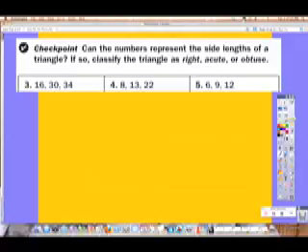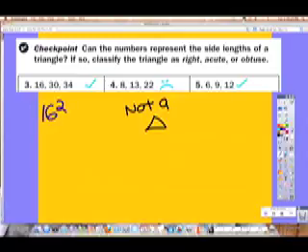Right into the mic, you're not talking to the mic. You have 16 squared plus 30 squared. And so you square this, and that's 256 plus 900. And 1156. And 34 squared is 1156, so it's a right triangle. Good work, Christian. Quickly, a volunteer for number 5.